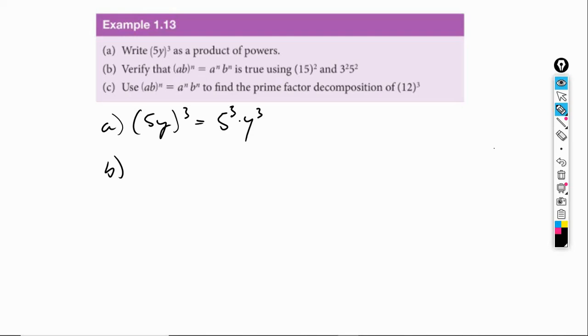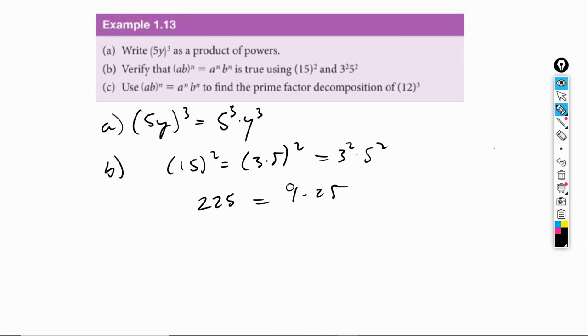Okay, so what we have to verify is that 15 squared is the same as 3 times 5 squared, which is the same as 3 squared times 5 squared. So 15 squared is 15 times 15, which is going to be 225. And then 3 squared is 9, and 5 squared is 25. But 9 times 25 is also 225.